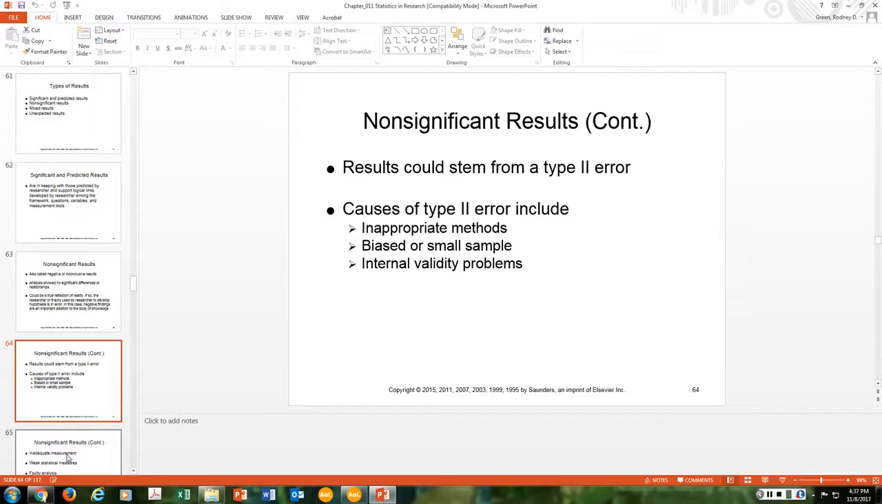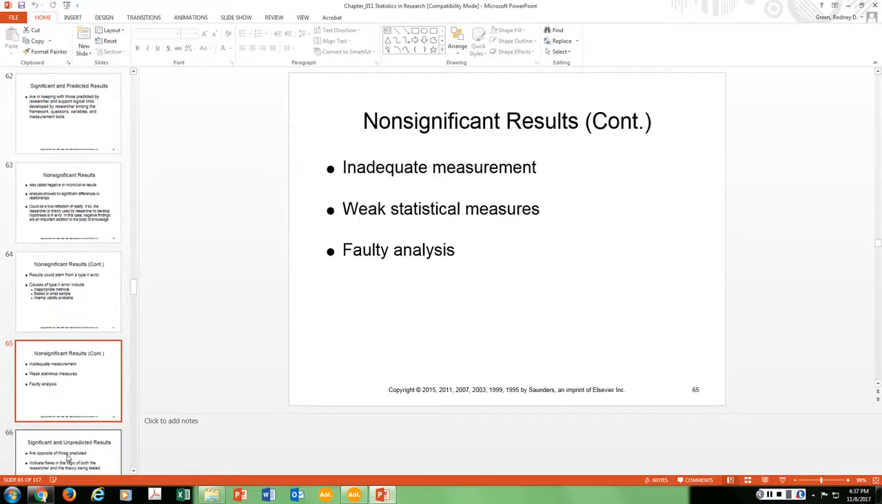Results could stem from a type 2 error, and causes of a type 2 error include inappropriate methods, biased or a very small sample, and internal validity problems. Inadequate measurement, weak statistical measures, and faulty analysis. These are all things that can lead to non-significant results.